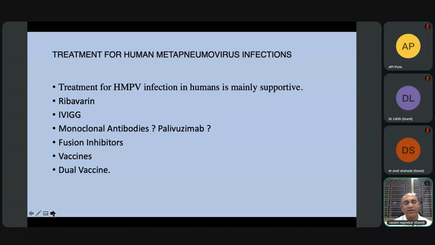And there is a dual vaccine in development for which the phase 2 trial has been completed. Now going for a phase 3 trial, it will be protecting all after the vaccine has been given. The protection starts after 1 month, and it protects against both human metapneumovirus and the respiratory syncytial virus.